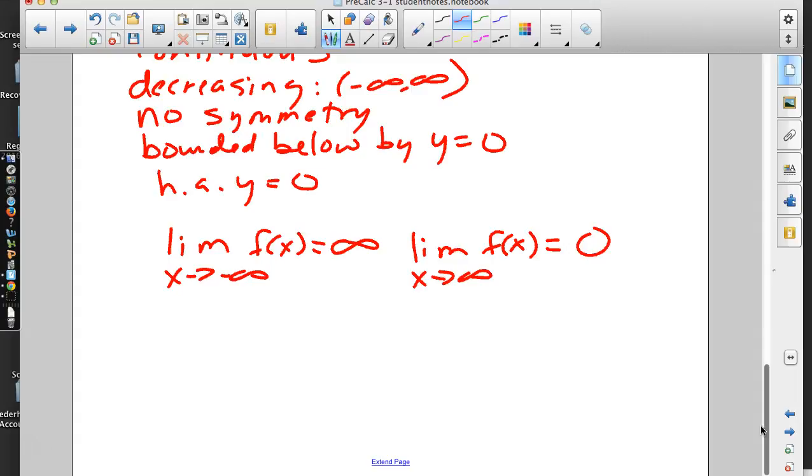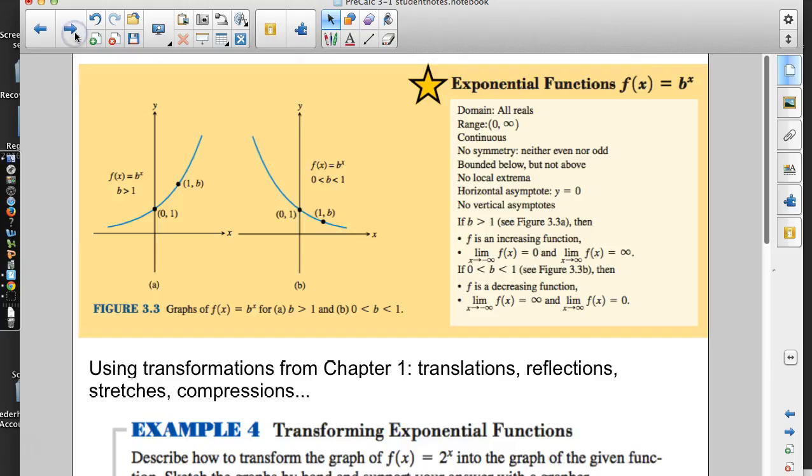So, it would seem, if we just take a look at the base, we should be able to analyze these the same way. It's like all the bases greater than 1 do one thing, and all of the fraction bases between 0 and 1 do another. But they have that same basic shape. And that's what we see in this lovely yellow box on the next page. The domain, all reals. The range, 0 to infinity. They're continuous. Neither even nor odd symmetry. Bounded below but not above. And no local extrema. Horizontal asymptote of y equals 0. No vertical asymptotes. No breaks in that domain.